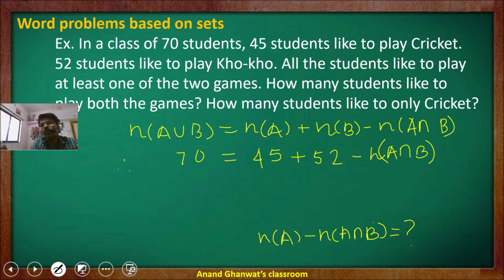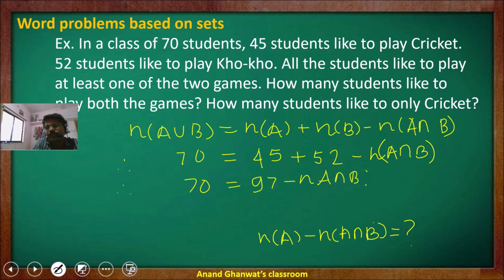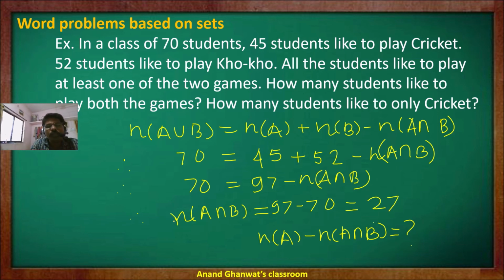Now we have to find n of A intersection B. Therefore 70 is equal to 45 plus 52, that is 97, minus n of A intersection B. So therefore n of A intersection B is equal to 97 minus 70, which is 27. So the number of students playing both games, cricket and Kho-Kho, is 27. Now let us find how many students are playing only cricket.